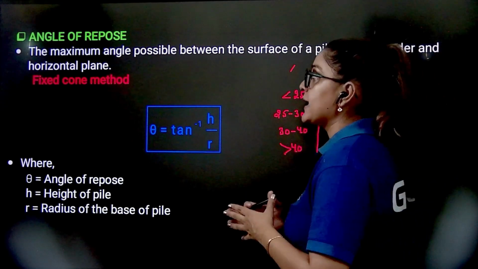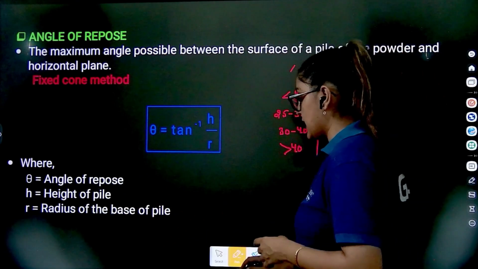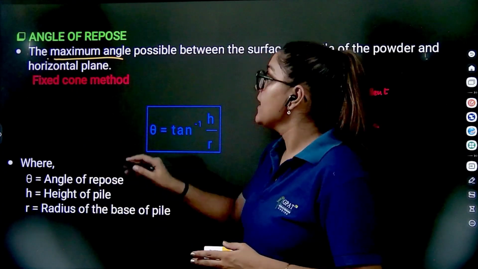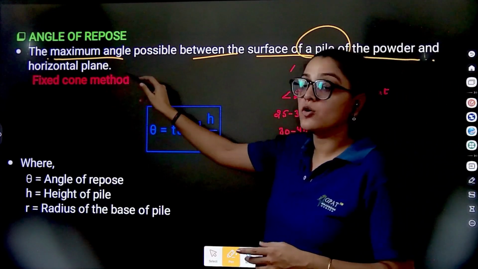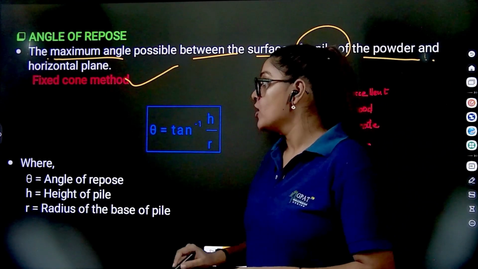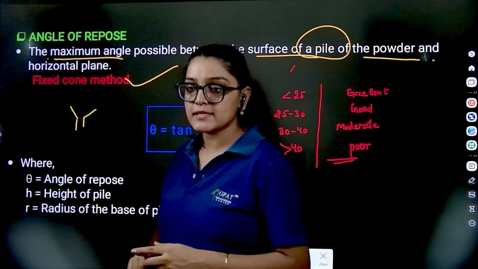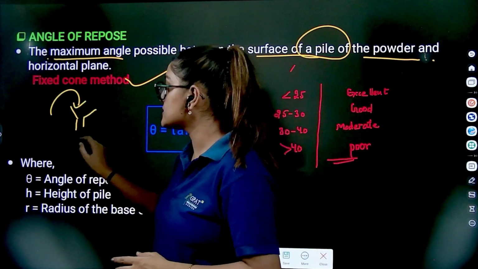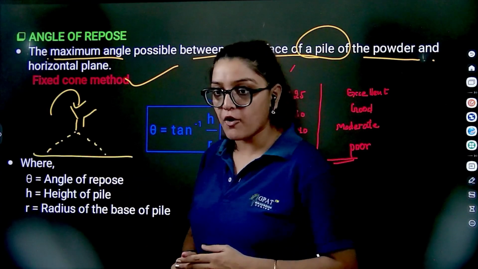So we have angle of repose, which is the maximum possible angle between the surface of a pile of powder and the horizontal plane. Let's understand this with an example. For example, you have a certain amount of powder. This is a simple funnel. You add your powder here. What happens? A heap of the powder bed is formed, right?